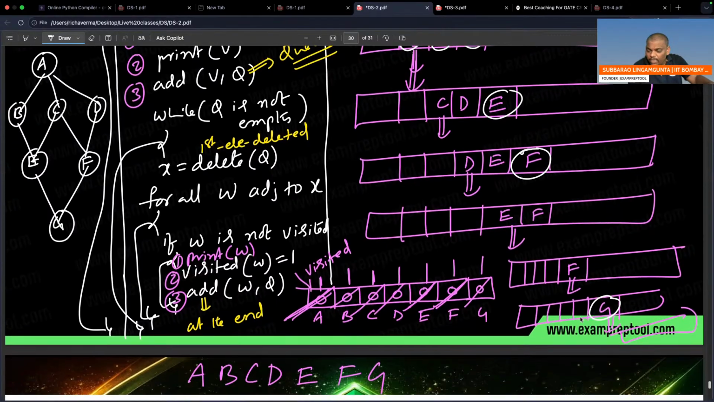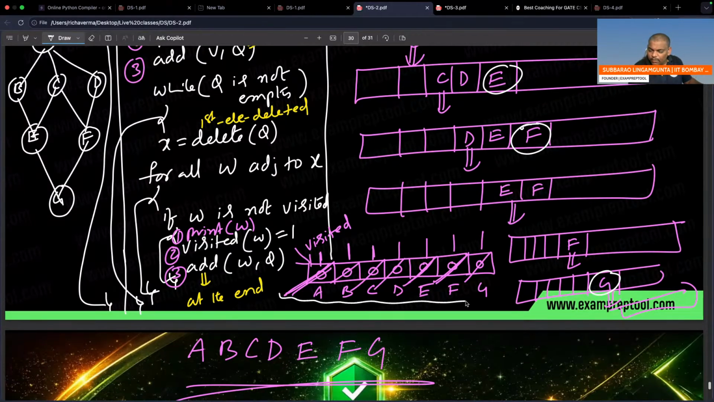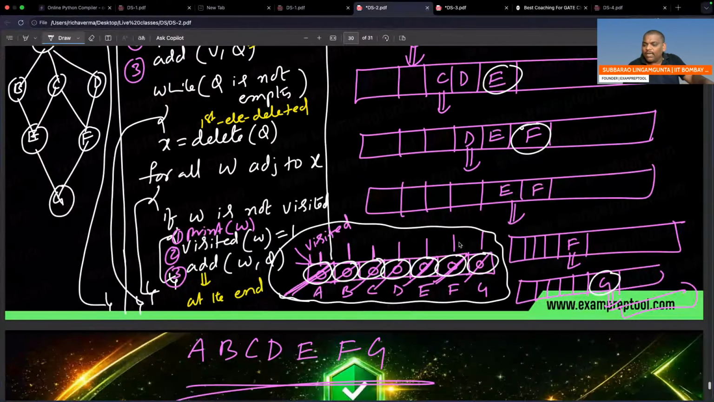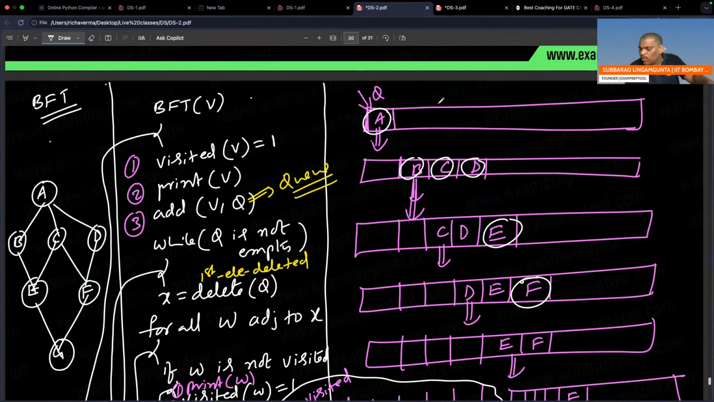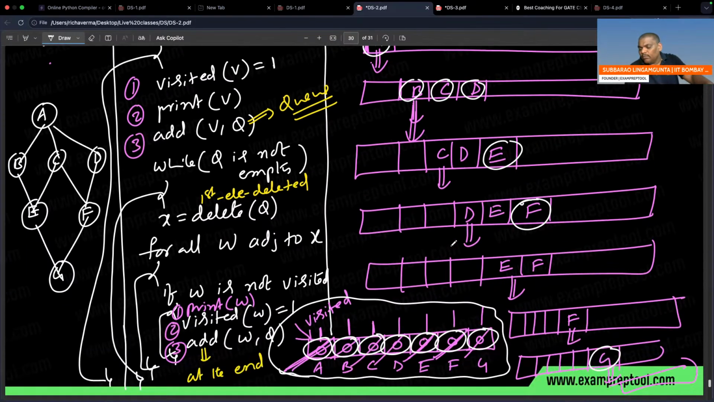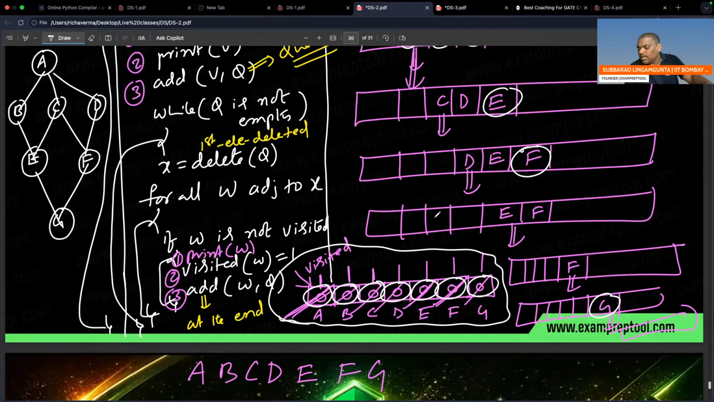Some people are asking, where is the visited array? This is the visited array. For every vertex one slot. Remember, this total is one queue only. I am showing slot by slot, step by step, but only one queue there. In that queue, maximum space required is as many vertices as there are, because the same vertex cannot go many times.